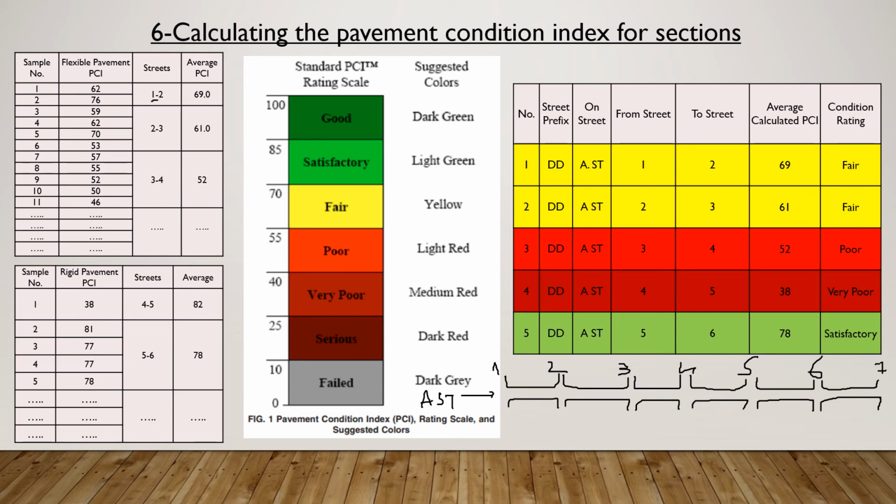From street 1 to street 4, these are flexible pavement, and between 4 and 5, and 6 and 7, these are rigid pavements. As you can see here, flexible pavement and rigid pavement. So between 1 and 2, we had 2 samples to be studied.